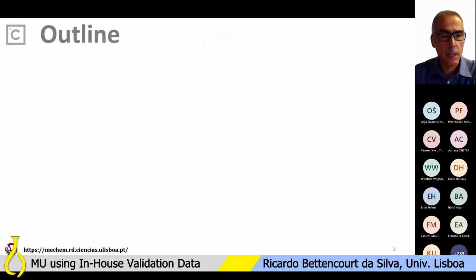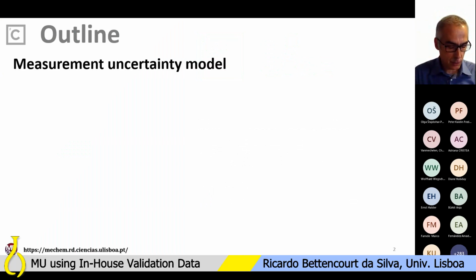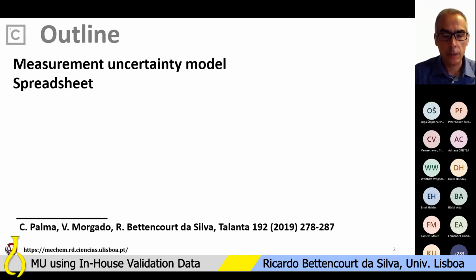So in my presentation, I will start with the measurement model. I will jump to the measurement model used in this spreadsheet, and then I will describe the spreadsheet in more detail. The spreadsheet was based on a published work in Talanta in 2019.